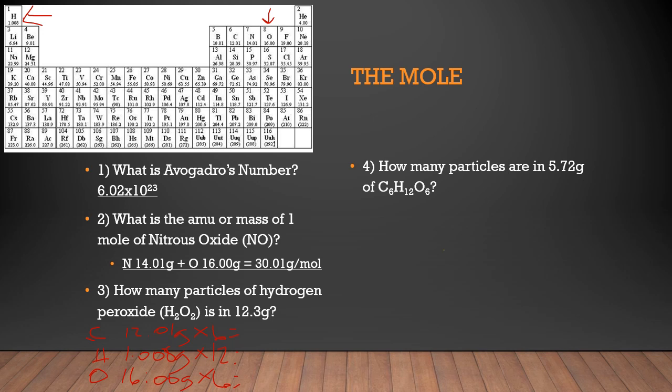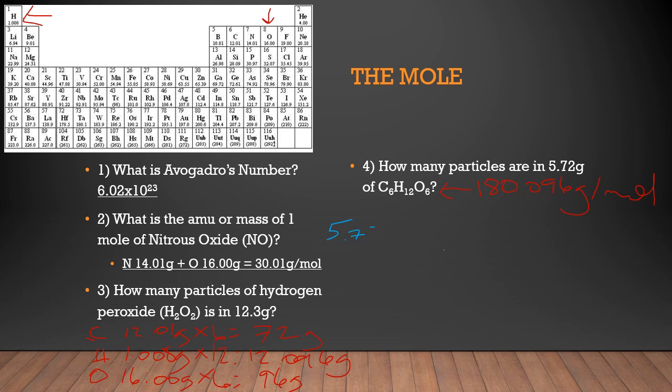I can put all of these numbers into the calculator. So 12.01 times 6 is 72 grams. 1.008 times 12 is 12.096 grams. 16.00 times 6 is 96 grams. And then add all of that up: 96 plus 12.096 plus 72. C6H12O6 is 180.096 grams per mole. Okay, and then we put that number into the system.